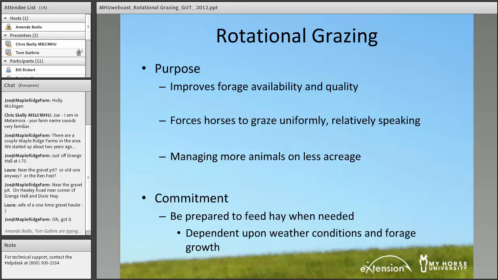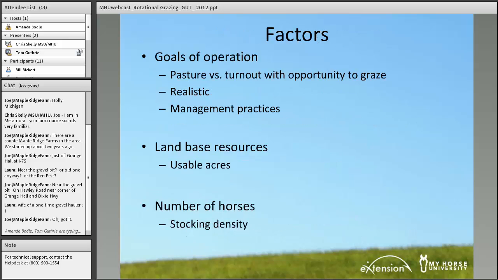However, with a rotational grazing system, you need to be committed to the process. And so this means that we need to be prepared to feed hay when needed. And that could all be dependent upon weather conditions and forage growth.